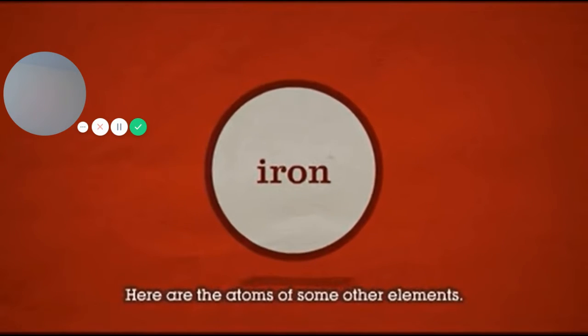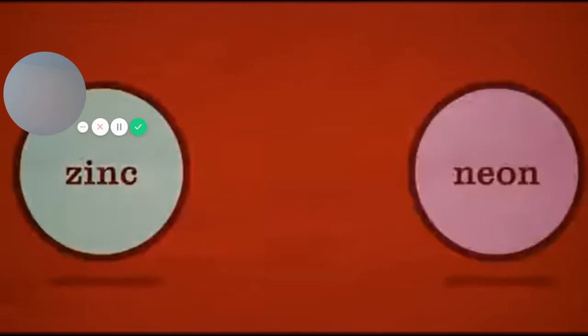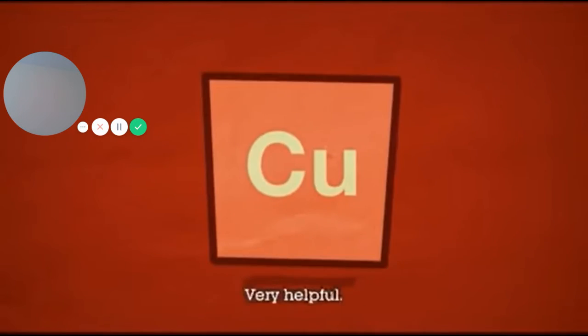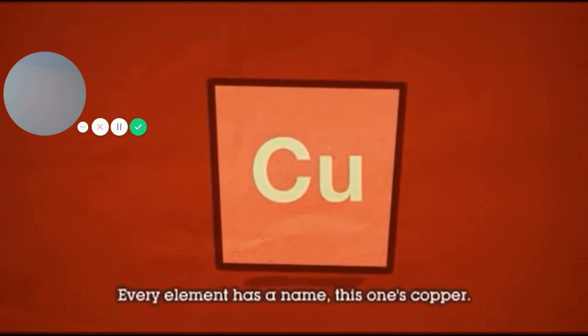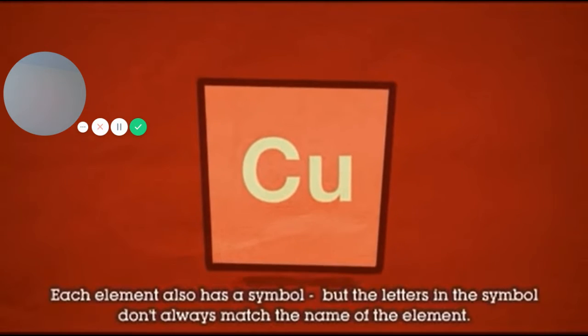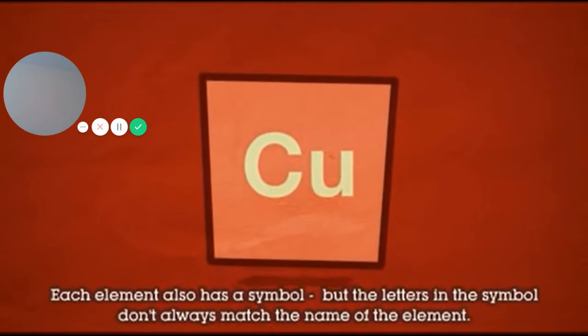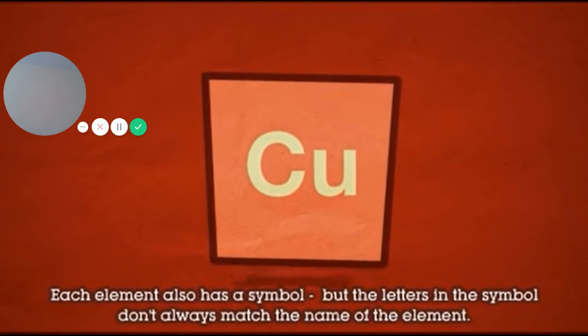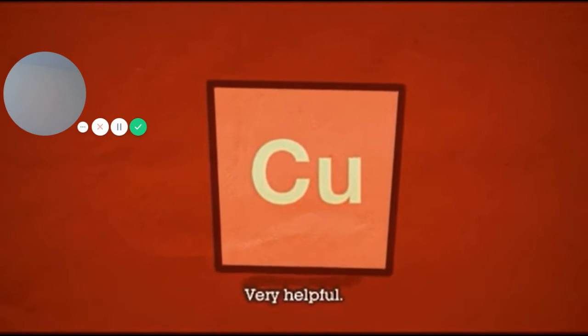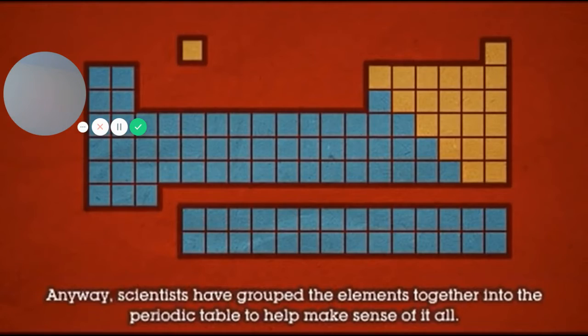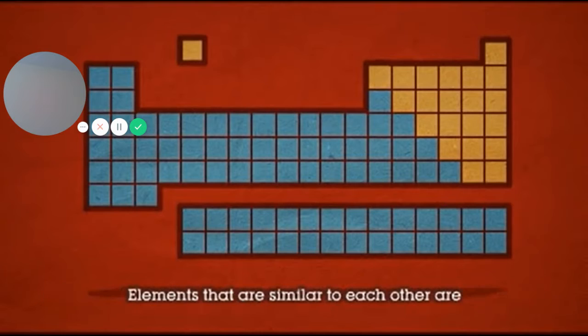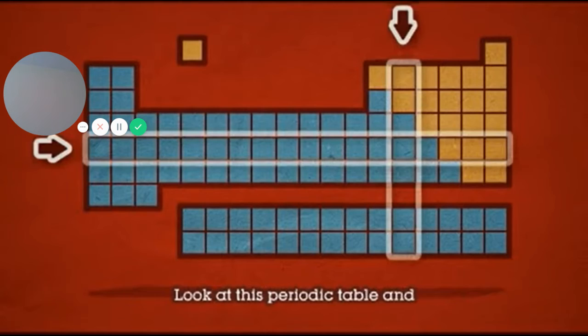Here are the atoms of some other elements. Every element has a name. This one's copper. Each element also has a symbol, but the letters in the symbol don't always match the name of the element. Very helpful. Anyway, scientists have grouped the elements together into the periodic table to help make sense of it all. Elements that are similar to each other are found in things called groups. Look at this periodic table and select the part you think is a group.